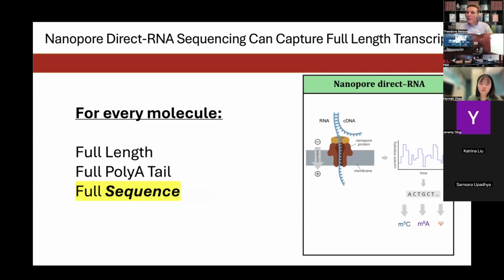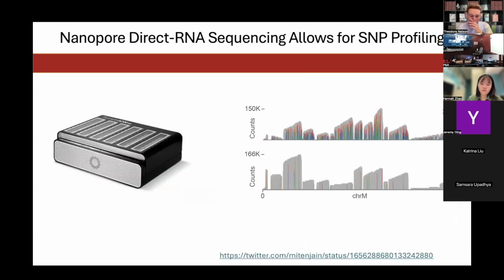Now the full sequence is probably the trickiest problem because this is representing the canonical nucleotides and the modified nucleotides. The first thing is that nanopore direct RNA sequencing has gotten much more accurate since the original chemistries and now allows for SNP profiling and calling.